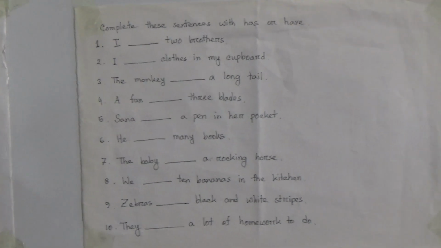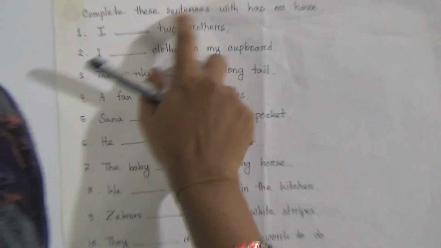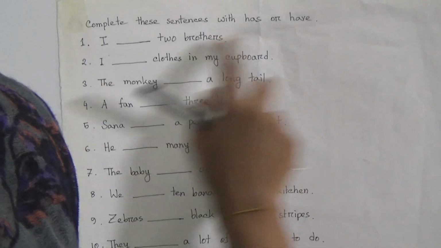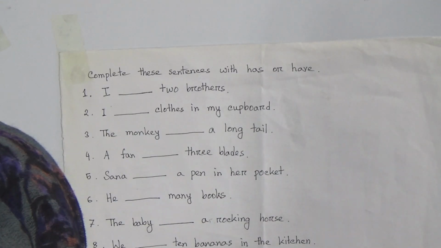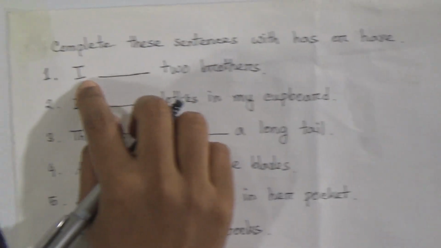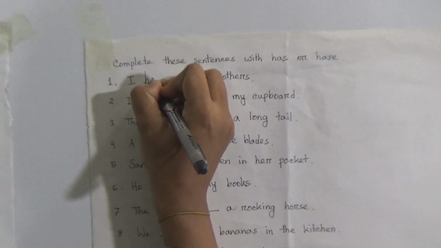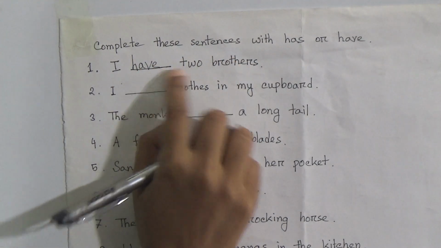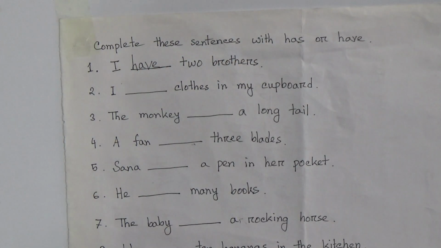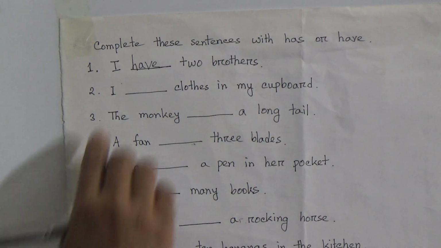Now we'll do the exercise. I hope you have understood the rules of has or have. Complete these sentences with has or have. Number 1. I dash 2 brothers. We know from the rules, after I we will use have. Then what will be here? Have. I have 2 brothers. Then number 2. I dash clothes in my cupboard. Then we know, like number 1, after I we will use have.